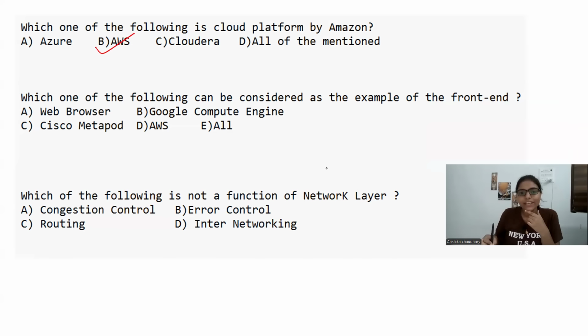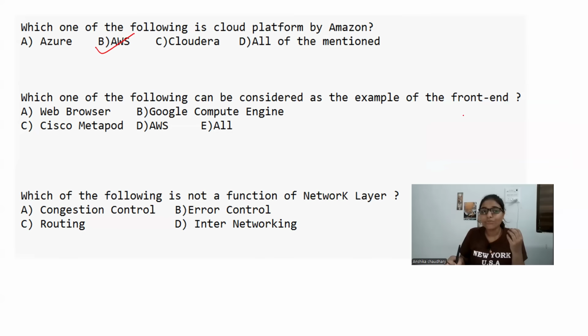Which one of the following can be considered as an example of front end? Web browser, Google Compute Engine, Cisco, Metabed, AWS, or all. Web browser is the example of front end. Let's move on to the next.